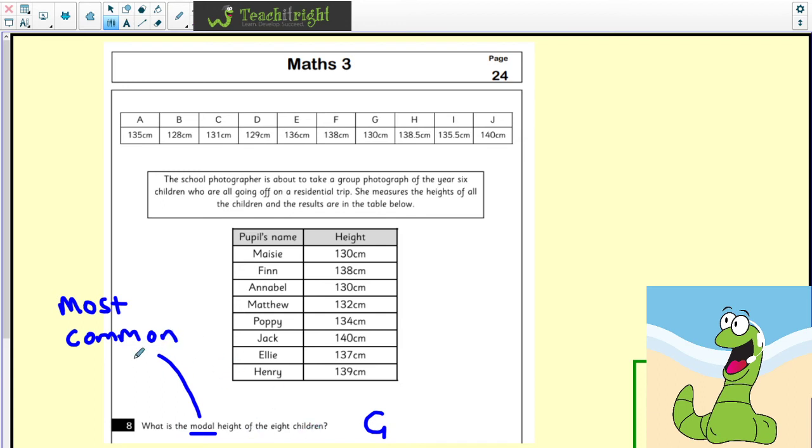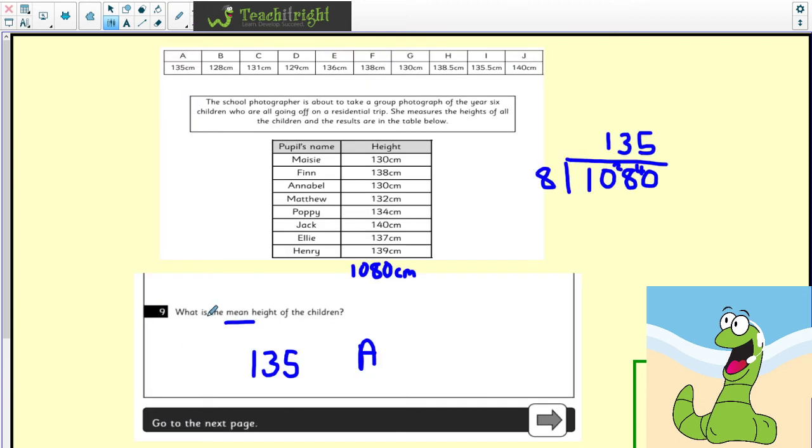So the modal is the one that appears the most often. So the most common, the modal. And as you can see there, it's 130 because it appears twice. So G is the answer. Question 9, what is the mean height of the children? Now for this, you would need to add up all of the heights. I've actually shown you here already what the answer is, so it's 1080 centimetres.